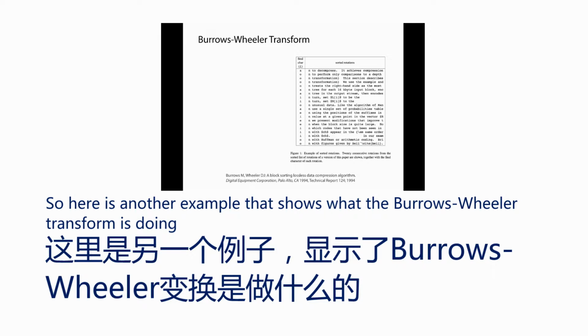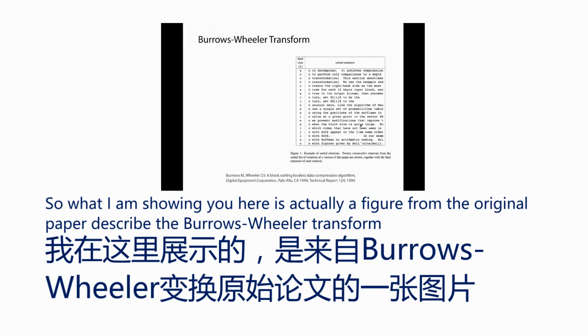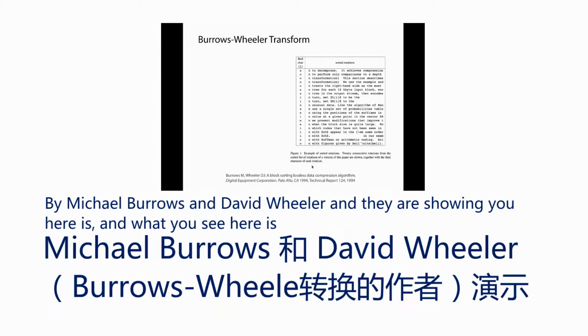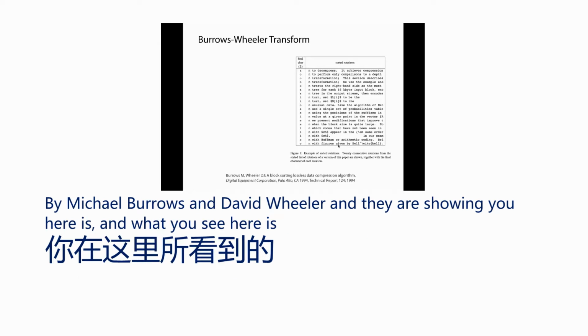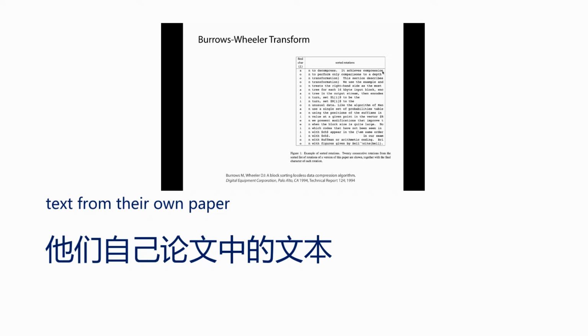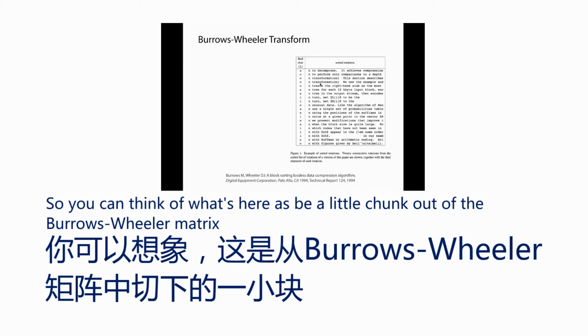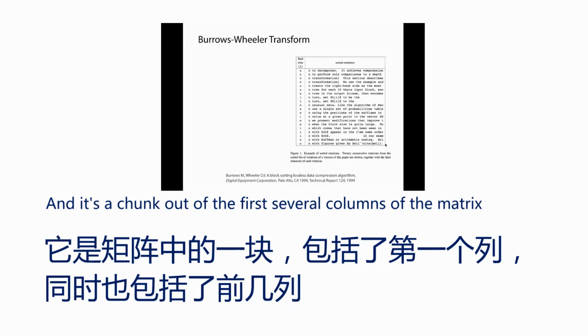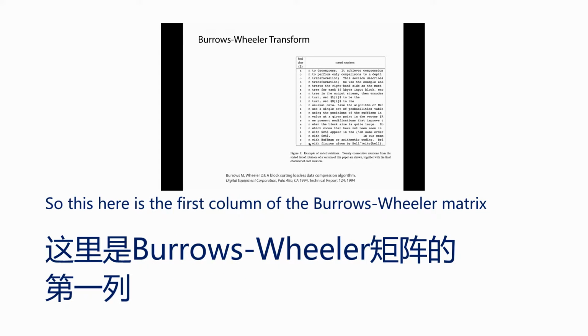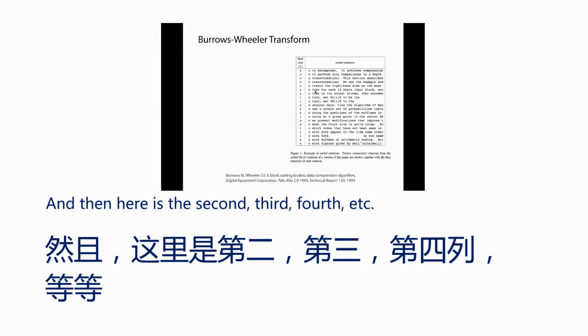So here's another example that shows what the Burrows-Wheeler transform is doing. What I'm showing you here is actually a figure from the original paper describing the Burrows-Wheeler transform by Michael Burrows and David Wheeler. What you see here is text from their own paper, but it's in a Burrows-Wheeler matrix. So you can think of what's here as being like a little chunk out of the first several columns of the matrix. So this here is the first column of the Burrows-Wheeler matrix. And then here's second, third, fourth, fifth, etc.